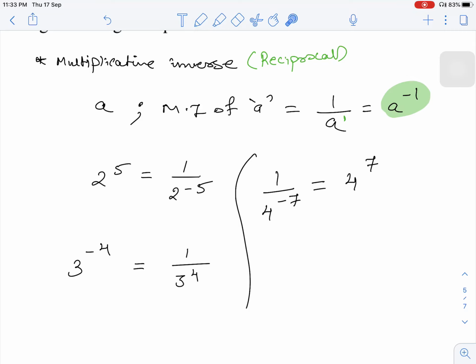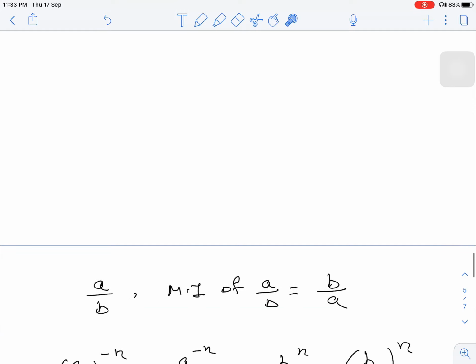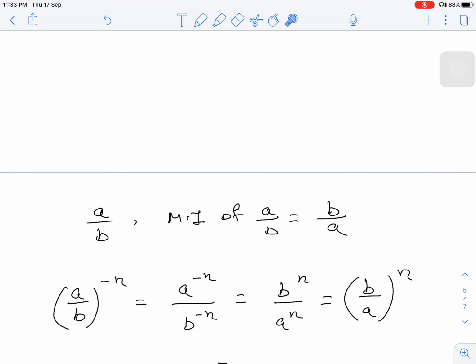Now this one was only about a numerator number. Let us see what happens when we have a numerator and denominator, that is, a rational number or a fraction. Suppose we have a number a upon b, which is in numerator-denominator form. First, let us see how we will write its multiplicative inverse or reciprocal. The multiplicative inverse of a upon b will be the reciprocal, meaning the numerator goes to the denominator and the denominator comes to the numerator. So the multiplicative inverse of a upon b will be b upon a.